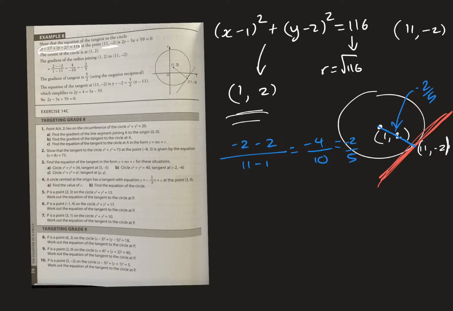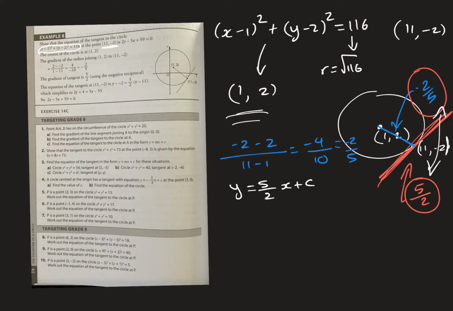Now we're not looking for the gradient of that line. We're looking for the gradient of this. This is what we need in order to actually work out the tangent. So if this is -2/5, that means that this is actually simply 5 over 2. Why is that again? Because it's just the negative reciprocal. So we're going to use that information again. y equals 5/2 x plus c.